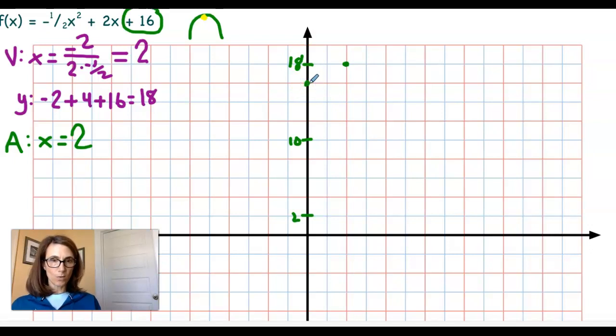Okay, and then we're going to find our mirror image point. So we go 1, 2, has to be at the same y value but equidistant from that axis of symmetry. So 1, 2. All right, and then we're just going to draw our parabola through those points.